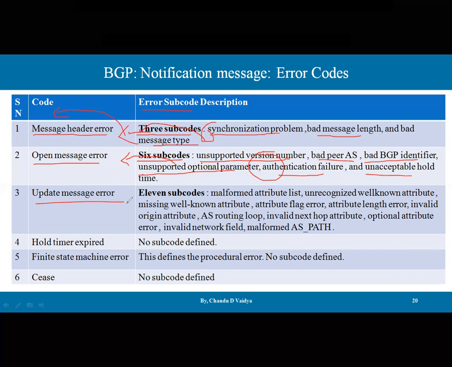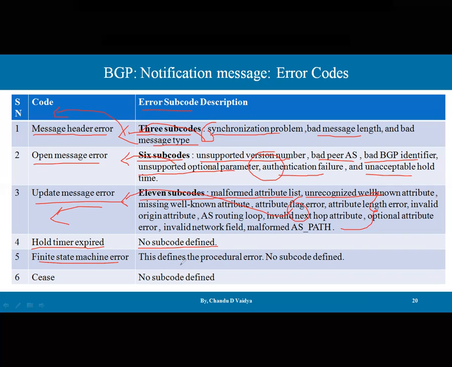Then update message error. There are 11 subcodes available, like malformed attribute list, unrecognized well-known attribute, etc. All these 11 codes are available. Because of these, the update message error can occur, and this is going to be informed to the others. Then hold timer expired: there is no subfield, directly the hold timer, a fixed timer. After that, it is going to be sent; if I'm sending the keep alive message, after every 30 seconds I need to send that keep alive message. I'm alive, I'm alive.